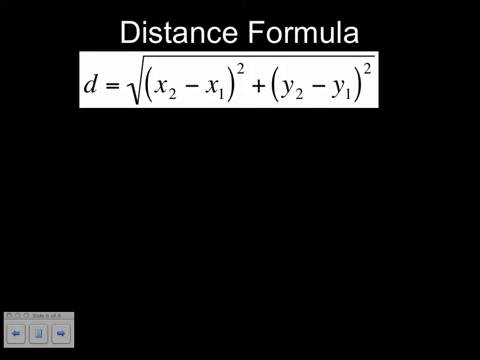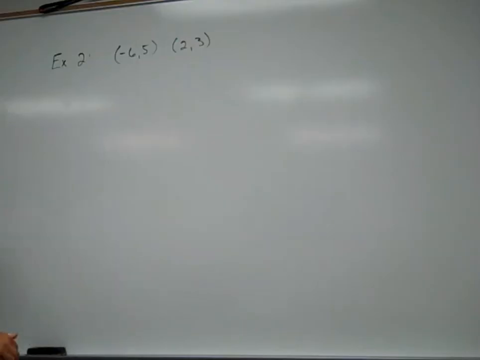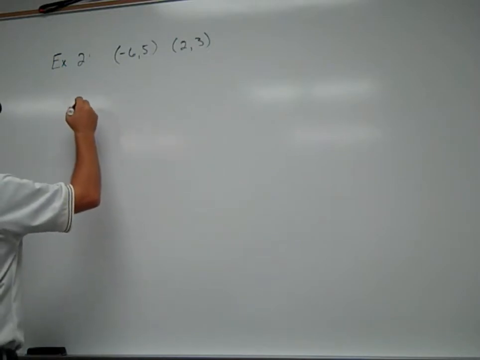If you think about it, it's really just the Pythagorean theorem, but already solved for the hypotenuse. Okay, in example 2, we're going to take a minute here to find the distance from (-6, 5) to (2, 3). For example number 2, we want to use the distance formula to find the distance between these 2 points.